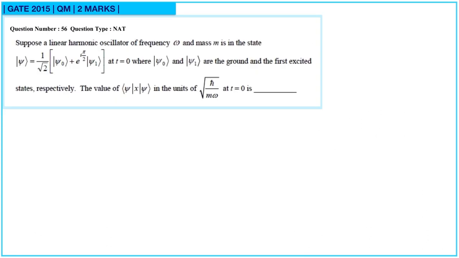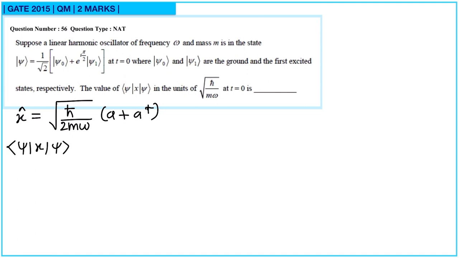Next question. Suppose a linear harmonic oscillator of frequency omega and mass m is in this state at t is equal to 0, where psi 0 and psi 1 are the ground and first excited states respectively. Then the value of psi x psi in the units of under root h cut by m omega at t is equal to 0 is. Now x cap, operator x cap is under root h cut by twice m omega a plus a dagger, and psi is given to us. So psi x psi is equal to under root h cut by twice m omega.